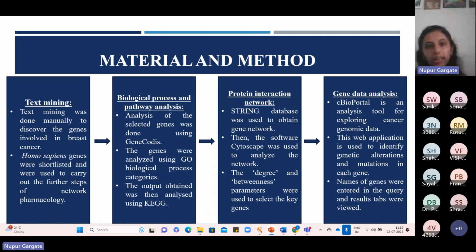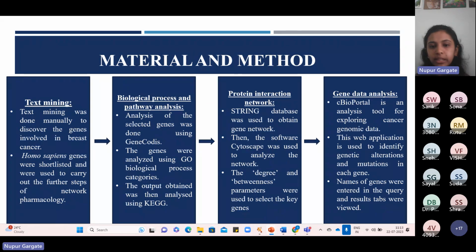In Cytoscape, to analyze the network which was obtained, we used two parameters, that were degree and betweenness, to select the key genes. Now what happens is that in STRING and Cytoscape, we actually obtain a number of genes, but to select only the key genes or the main genes, we have selected two parameters, that is degree and betweenness. So degree mainly shows us the number of nodes which are connected to one individual node, while betweenness parameter shows the number of paths that go through one node.